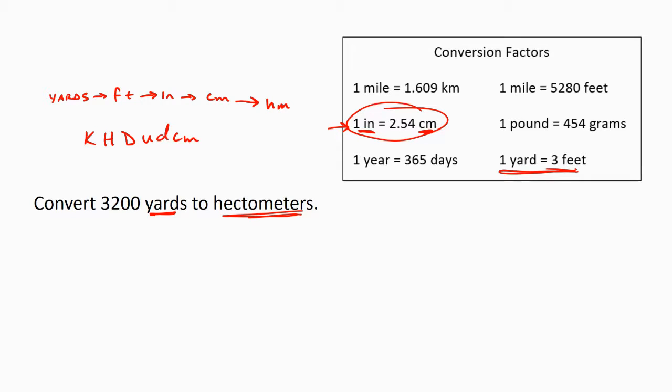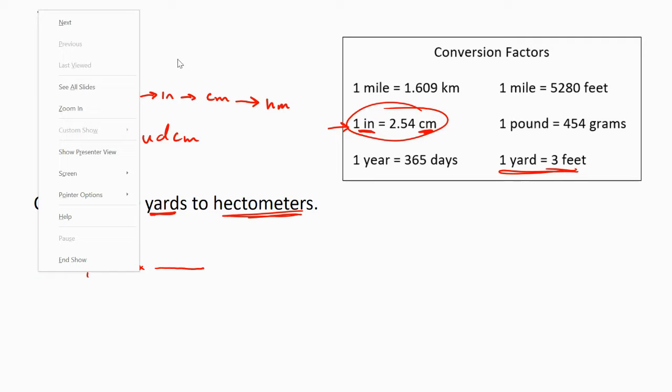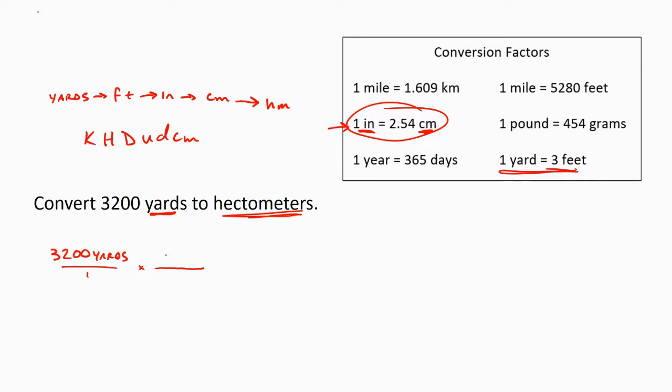Because we know that, let's go through now and set up everything to convert. We start off with what we're given, so 3,200 yards, and then we'll put it over 1. Now let's go through, and we said our first step is to convert yards to feet. So we look at our conversion factor, and we want feet. We got yards, so we place our units. Then next should be to go from feet to inches.